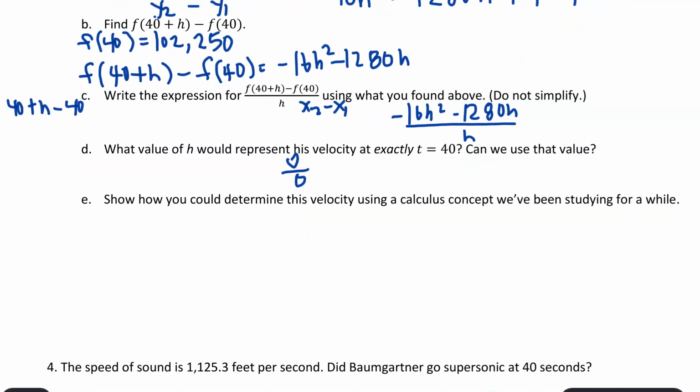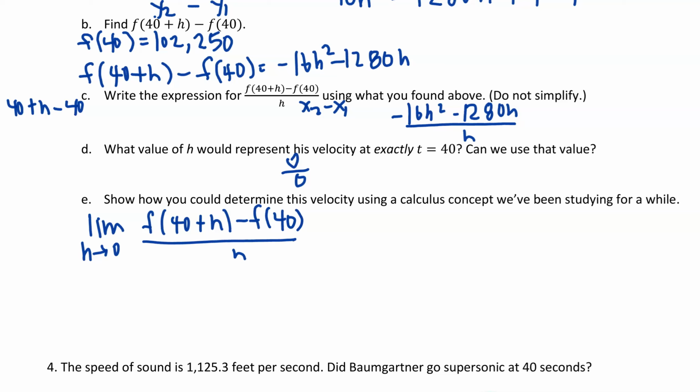So can I take the limit as that h approaches 0? Could I take the limit of that change in my velocity and get something? So what's that? Negative 16h squared. What happens with your h's? Oops, I forgot my limit part. Sorry. So can I factor out an h?